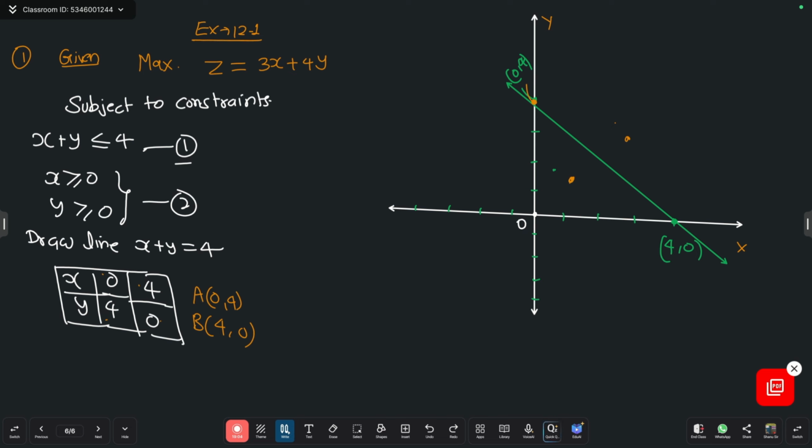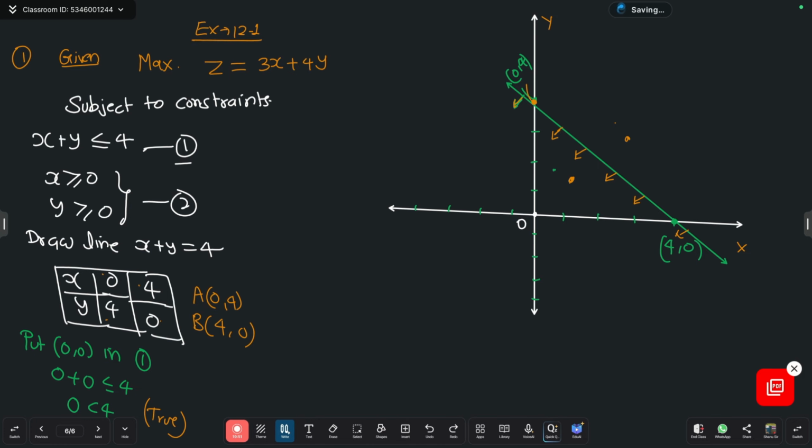If I want to test the origin (0, 0), do one thing: put (0, 0) in constraint 1. Then I will get 0 plus 0 less than or equal to 4. So 0 is less than 4. This is a true statement. It is true. It implies the feasible region will be towards the origin. So you can make these kinds of arrows, your feasible region towards the origin, this side.